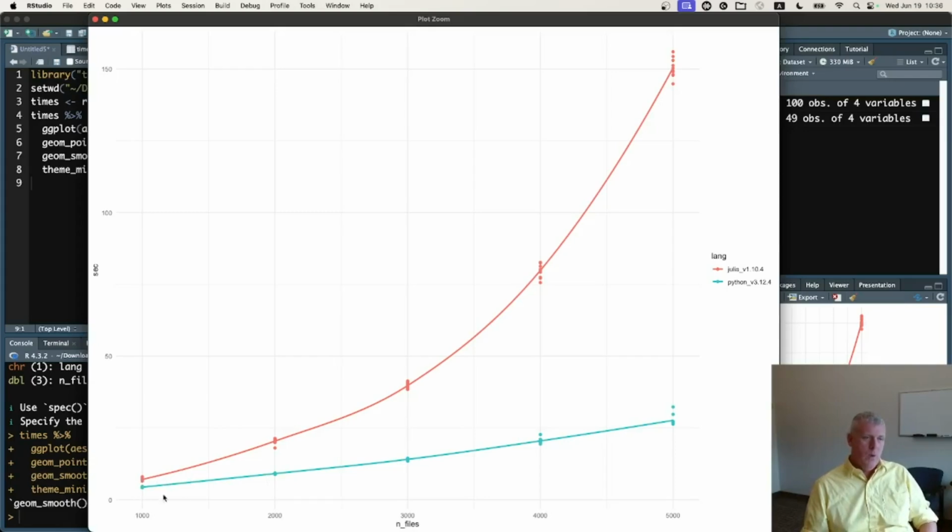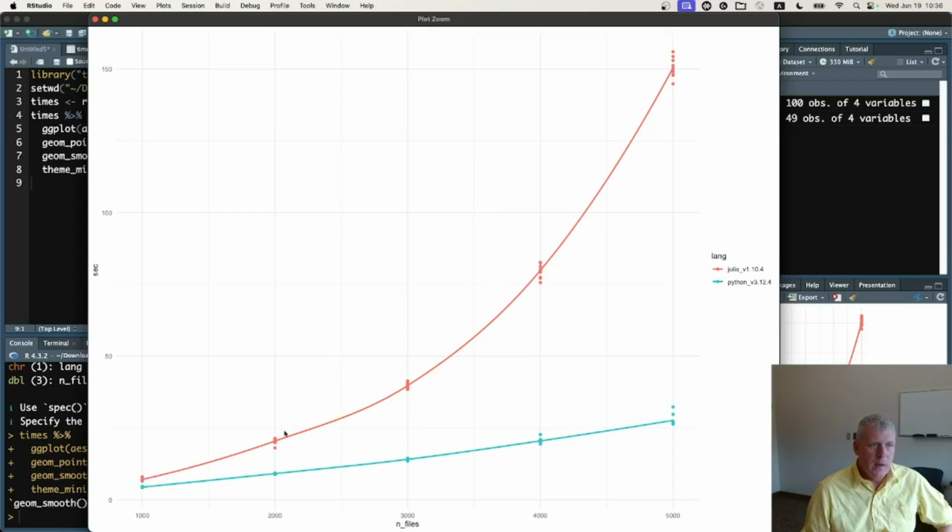Wow, okay, wow. So number one, we see that the Python line, the green line there, is below, in all cases, below the Julia line. It's closest there at 1,000 files that it dealt with. If you remember those times, it was about 4.5 seconds in Python, give or take, and it was like 7 seconds in Julia. But wow, look at this.